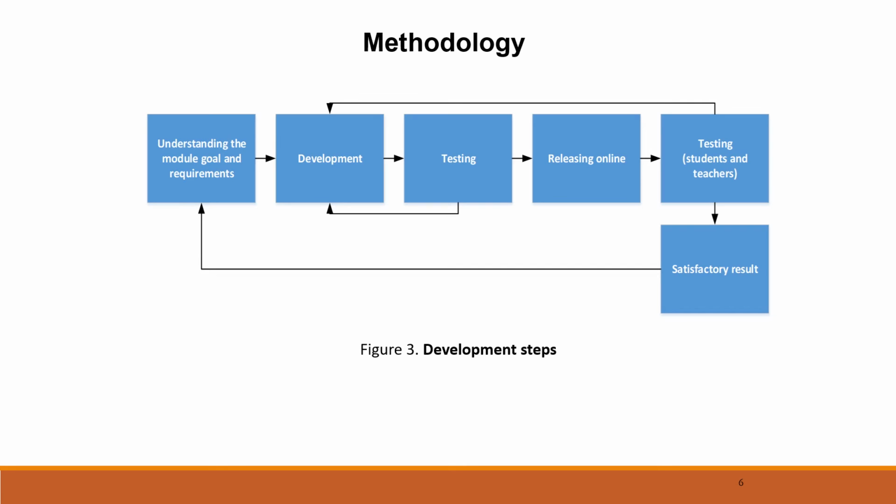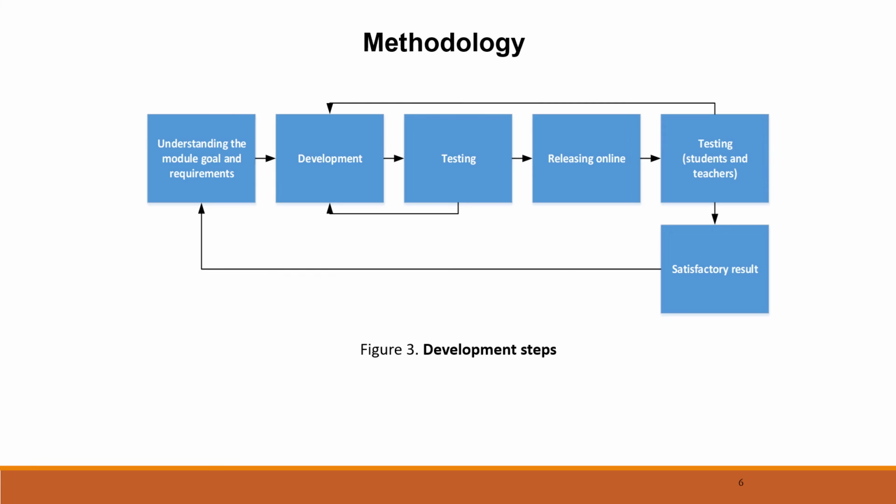So here we have the development steps. The system was developed by modules. The first thing for each module is to understand the module goal and requirements, what the module should do, what kind of functions the module should have, what kind of charts and tables and results the module should create in the system. The second step is to develop that, and then we go to the third step, which is testing.